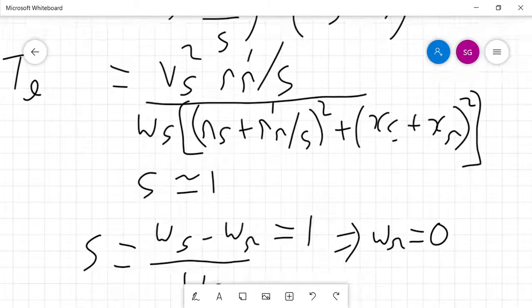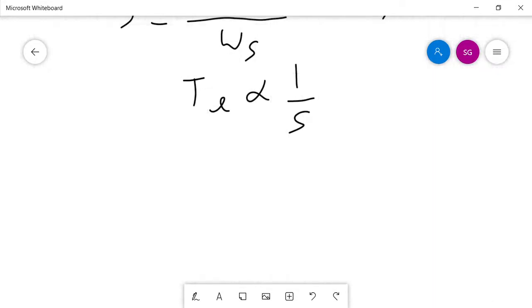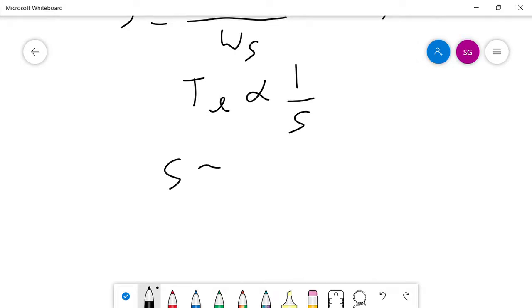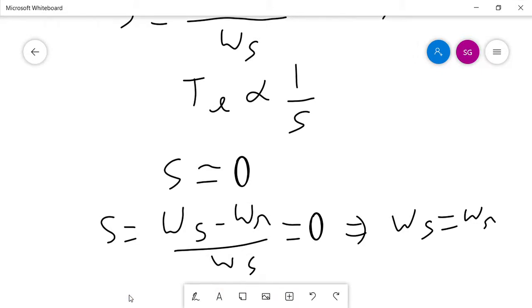Now, let us do the same analysis for when slip is very near to 0. So what does that mean? When slip is very near to 0, omega s minus omega r upon omega s will be equal to 0. What does this mean? This means omega r is nearly equal to omega s. So when the rotor speed is nearly equal to synchronous speed, what will happen? Let us see.